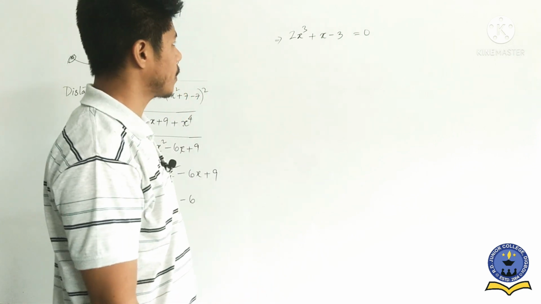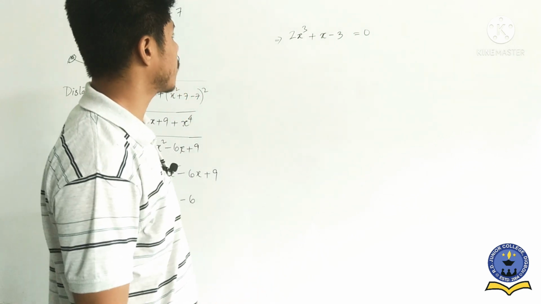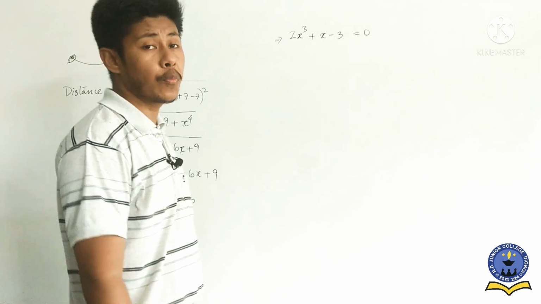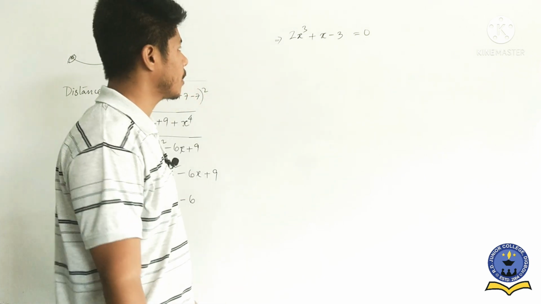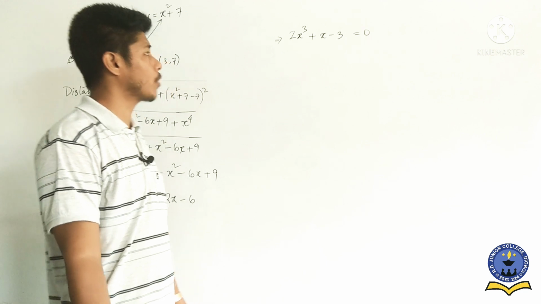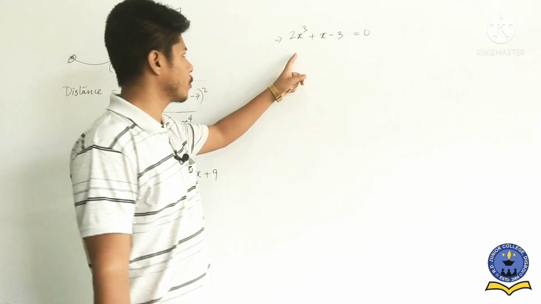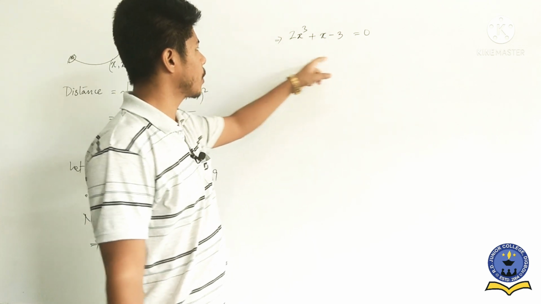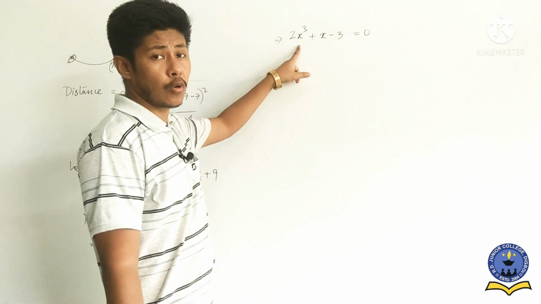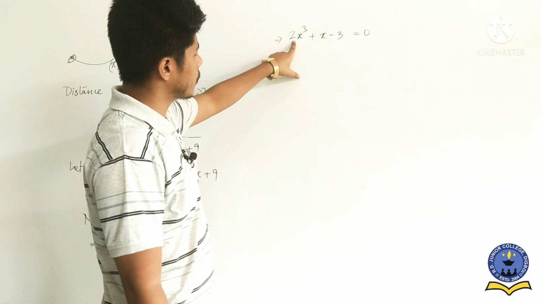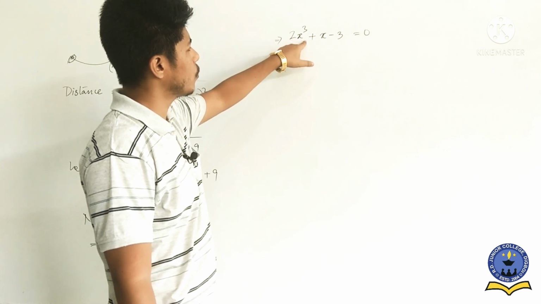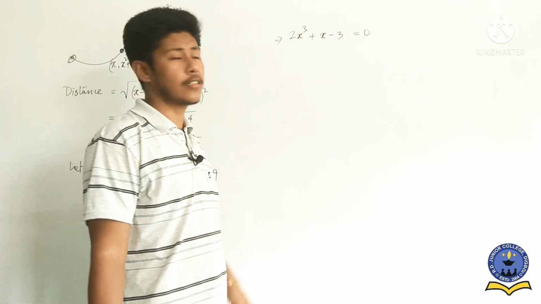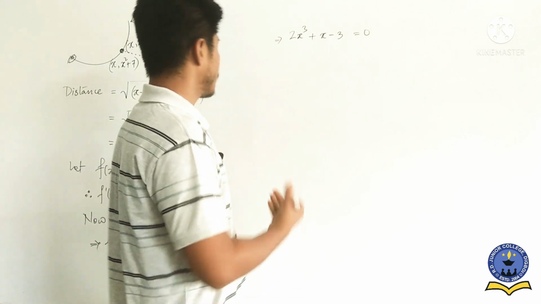And how can we factorize this one? Let's check first of all. A cubic polynomial. In class 9, we know in the case of a cubic polynomial, how can we solve? First of all, we have to choose an x value in such a way that this result must be equal to 0. So if we assume x equals 1, then 2 into 1 is 2, 2 plus 1 is 3, 3 minus 3 cancels, 0. So which satisfies this condition?